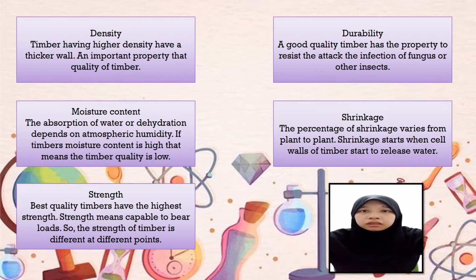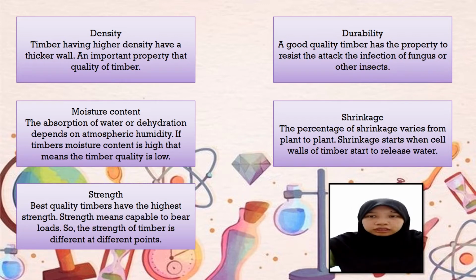Durability. A good quality timber has the property to resist the attacks, the infection of fungus or other insects. Shrinkage. The percentage of shrinkage varies from plant to plant. Shrinkage starts when cell wall of timber start to release water.